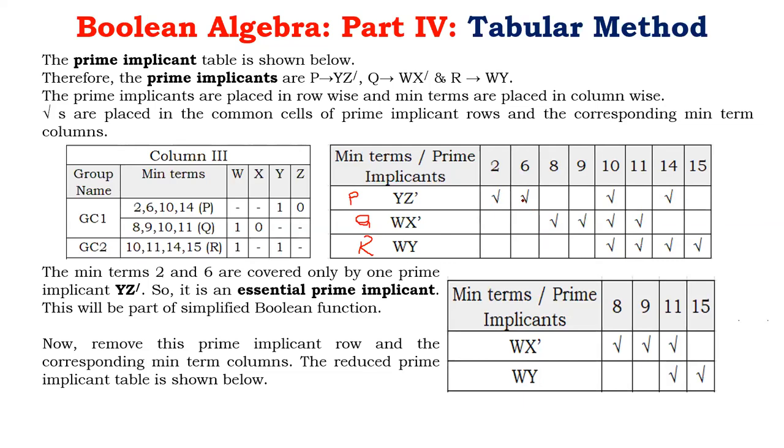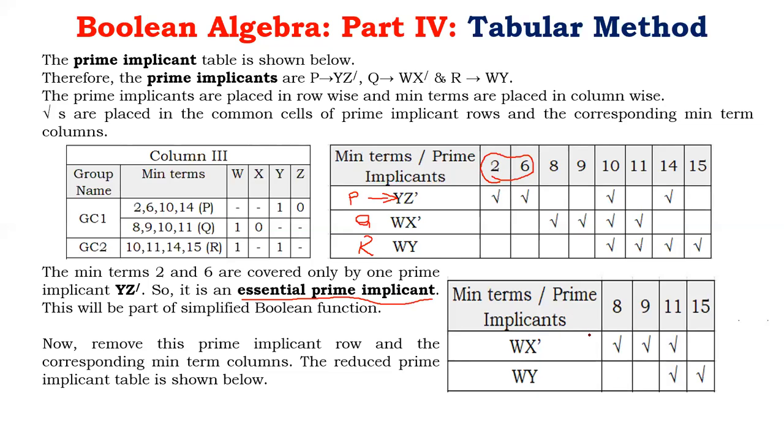2 and 6 are covered only by P, not Q or R. Clear? So to cover the 2 and 6 min terms, we should select P as the essential prime implicant. So P is selected as the essential prime implicant, one essential prime implicant.